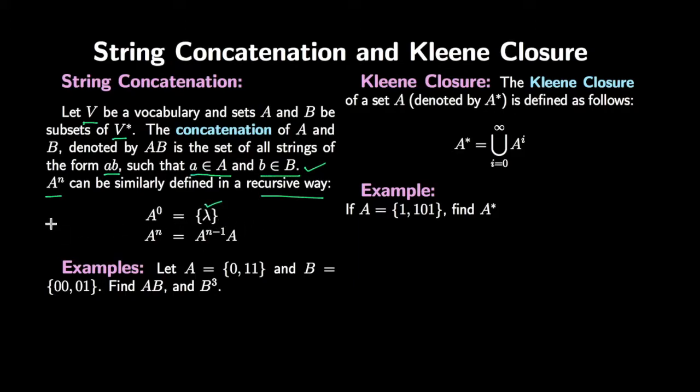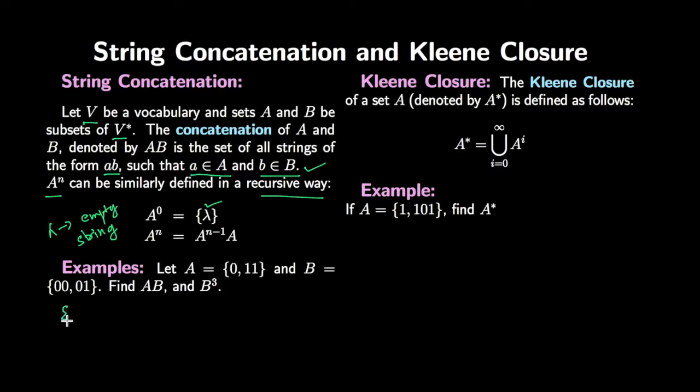Remember, lambda is our empty string here. And we have A to the n is just A to the n minus 1 times A. So let's see how it works. Let's say A is equal to {0, 11} and B is equal to {00, 11}. We have to find AB.